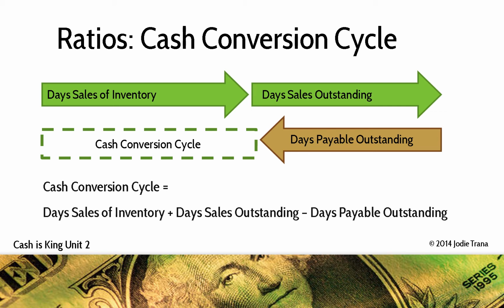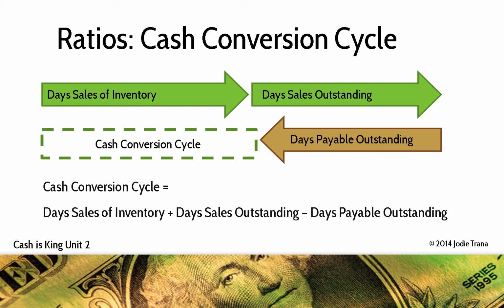The first is days sales of inventory. Then you have days sales outstanding, and the third, in the brown arrow, is the days payable outstanding. These three pieces together create the cash conversion cycle, or the number of days it takes a dollar bill to cycle through the business on average.